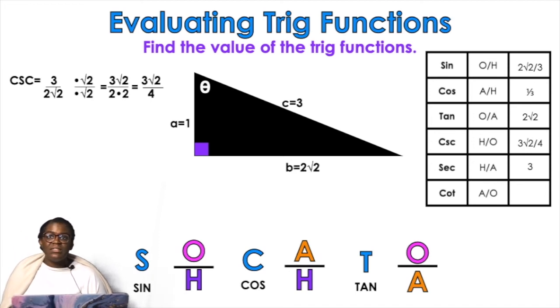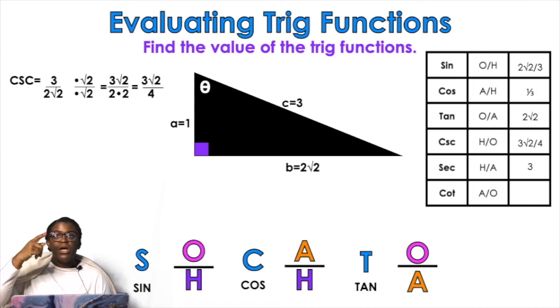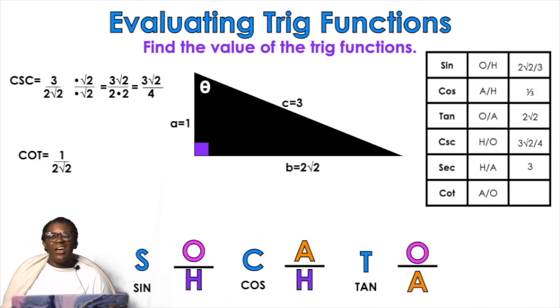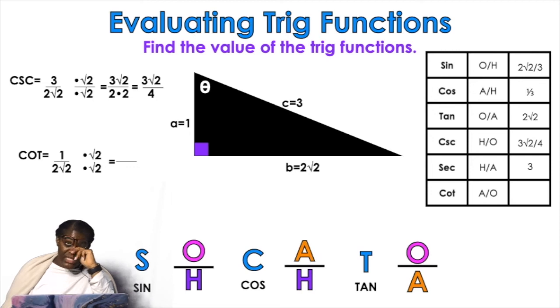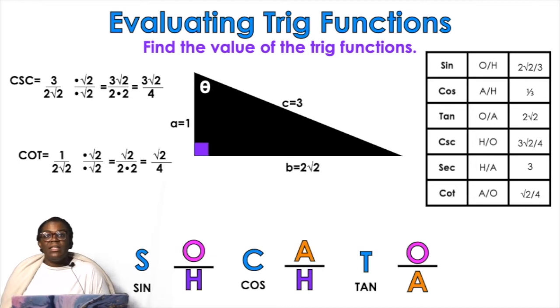And then last but not least, we're going to do our cotangent. Our cotangent is the reciprocal of tangent. So my cotangent is going to be adjacent over opposite. My adjacent side is going to be 1, and my opposite side is going to be 2 square root of 2, right? So we should rationalize, multiplying the square root of 2 on top and square root of 2 on the bottom. And then that's going to get me my lovely, beautiful answer: square root of 2 over 4.